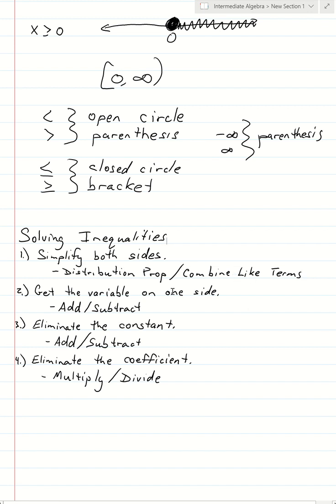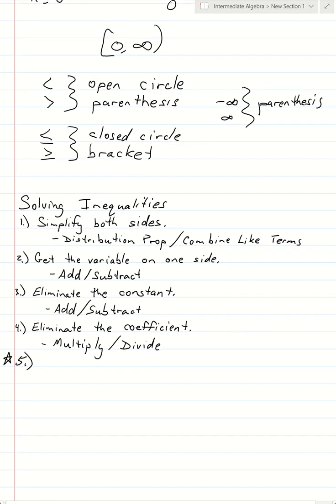Step 2 is you want to get the variable on one side of your inequality. And for that, we could either add or subtract. Next, in step 3, we are looking to eliminate the constant by either adding or subtracting. In step 4, you're going to eliminate the coefficient by either multiplying or dividing. And now here I'm going to add step 5. Step 5 only applies to solving inequalities.